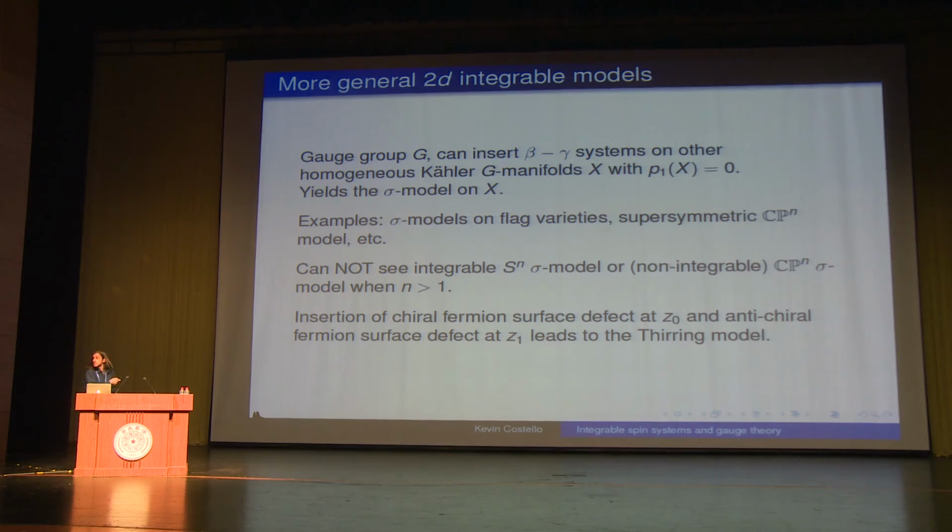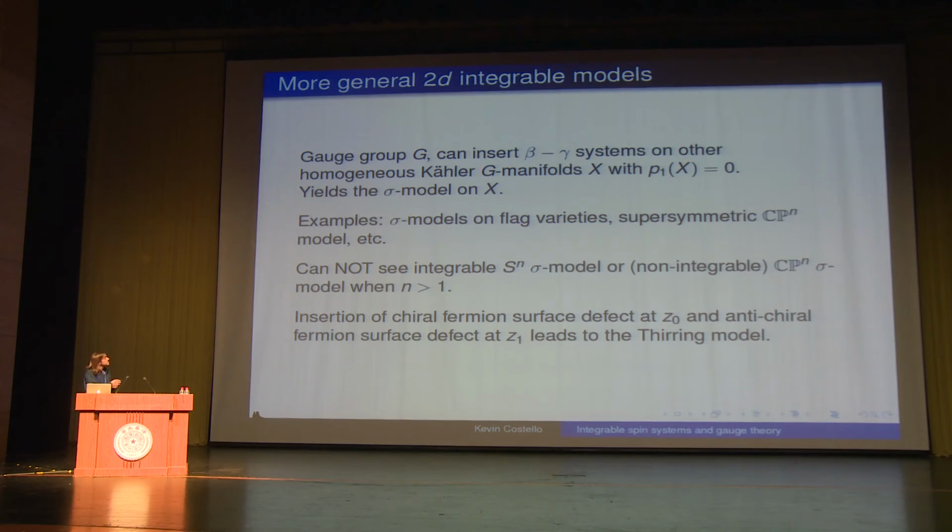So let me mention some systems we can produce. This is my last slide. Well, we can put in a beta gamma system on some homogeneous space G manifold, X, but we need to cancel the anomaly of the beta gamma system. We need P1 of X to be 0. And this will give us the sigma model on X if we have a beta gamma system and a beta bar gamma bar. So as an example, we can do the sigma model on flag varieties.